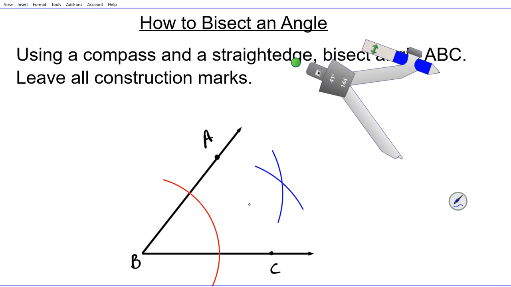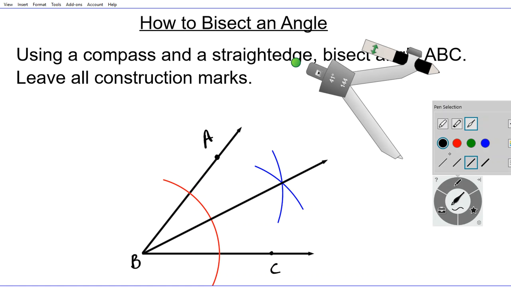So now let's go ahead and draw the ray that bisects angle ABC. You draw a ray starting from your vertex B right through the intersection of those two blue arcs that we created earlier. All right, so there goes your bisector of angle ABC. Now let's put a point on that ray that bisects ABC. Let's call that point D. This is going to enable us to write our conclusion.